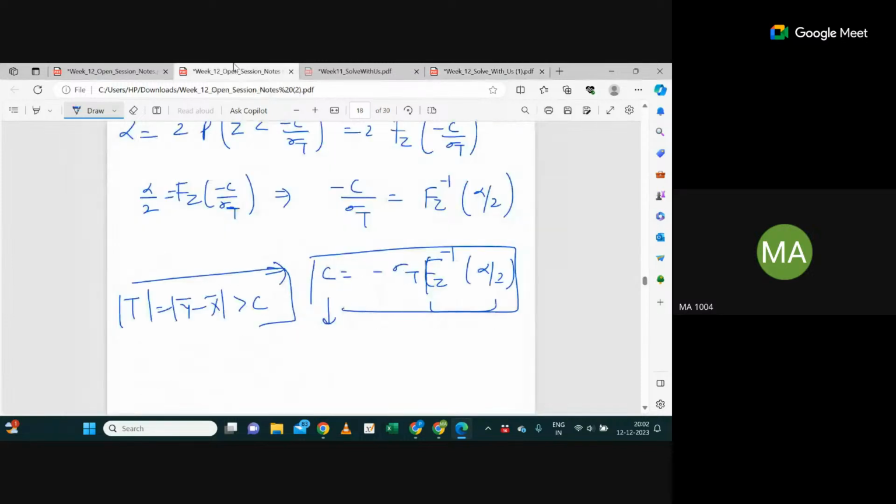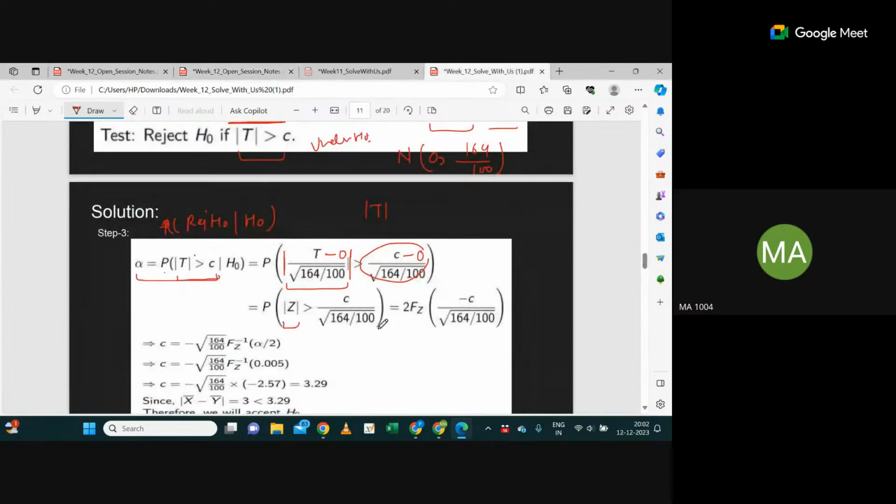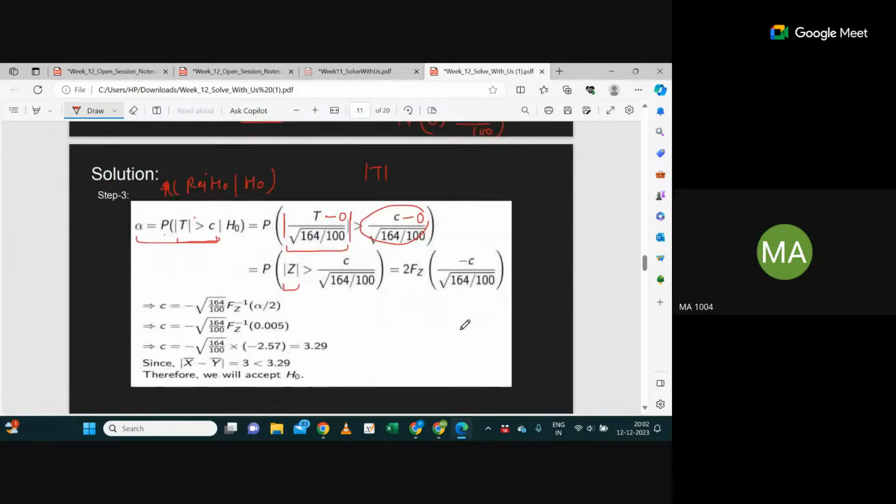Now, a few minutes before we have discussed this case, right? At the end, it will be 2 times the probability that z is less than minus c by sigma t. So if you see, we have taken the minus value. Okay. So from here onwards, it will be the inverse of alpha by 2. Alpha is 5%, so it will be inverse 0.005. This value is given to me. Okay. I put this value from the question, and we got C as 3.29.